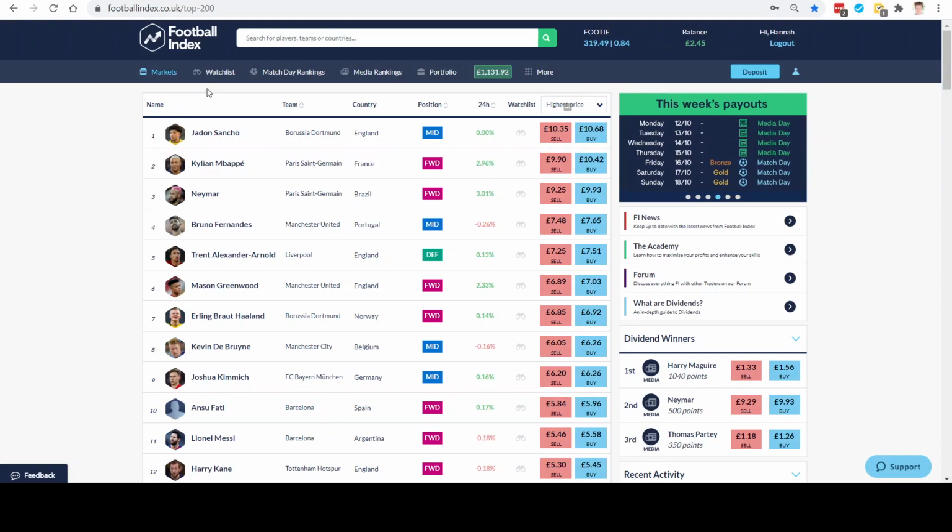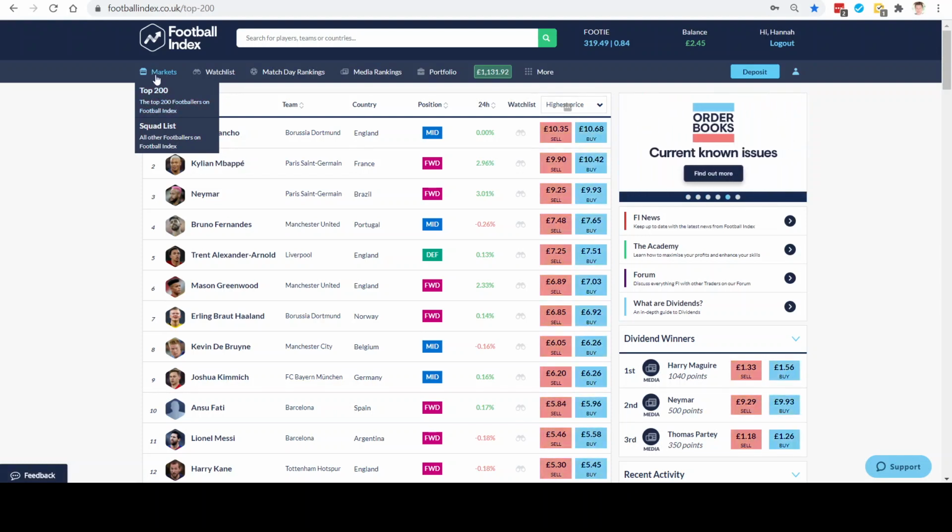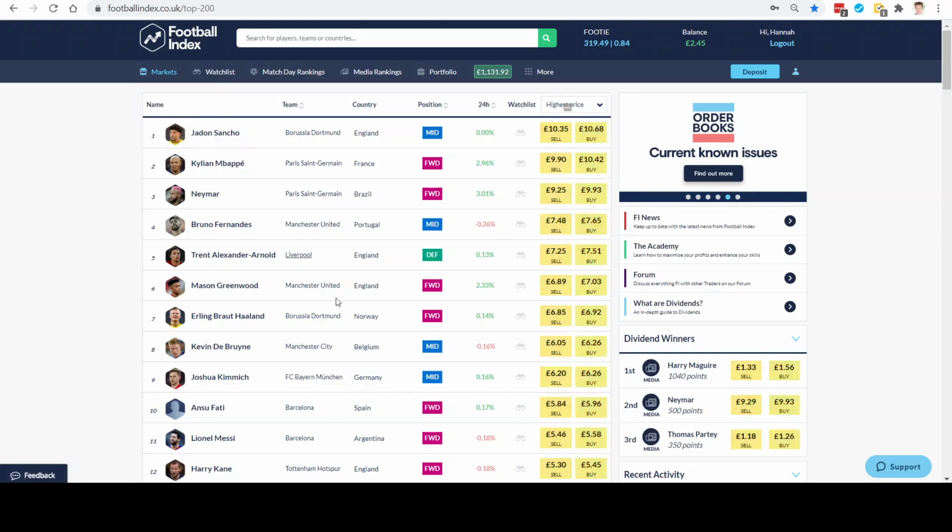So here I am on a test account. What we are on here is the top 200 at the moment. That's under the first heading there, Markets, Top 200. This is where you'll find the top 200 most expensive footballers on the Football Index.